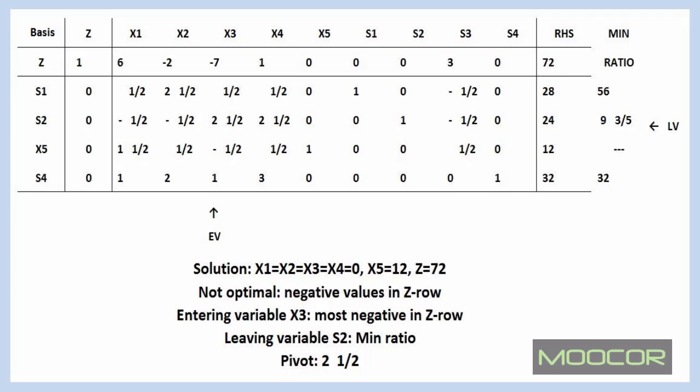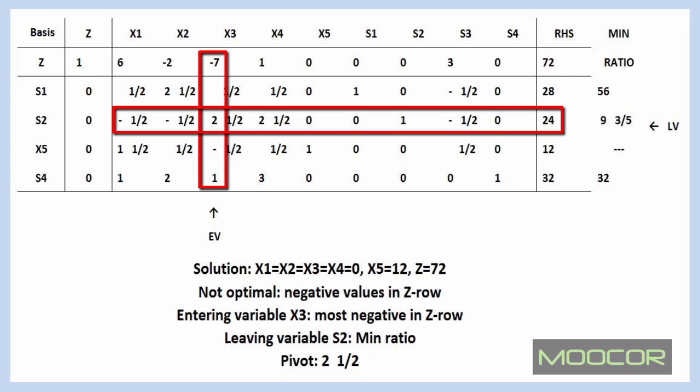Again, is this solution optimal? No, because there are negative values in the 0 row. I have a -7, which is the most negative number that I have in there. So I'm identifying x3 as the entering variable. Through the min ratio, I am identifying the leaving variable and the pivot element, and I will perform another row operation to get to the new tableau.